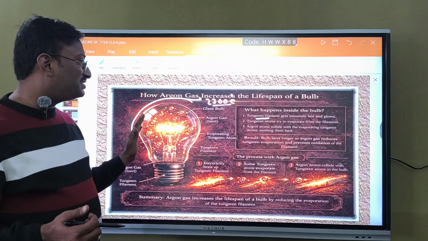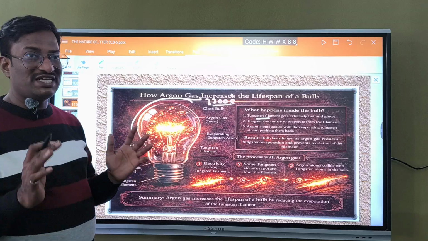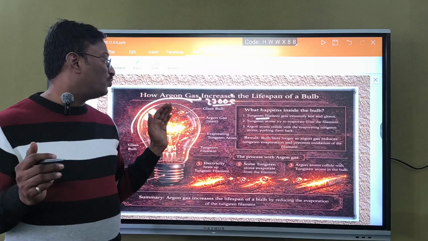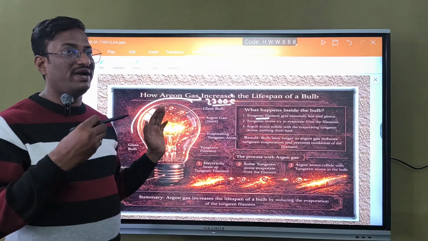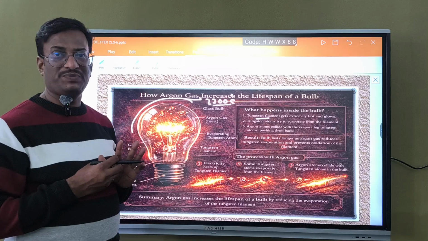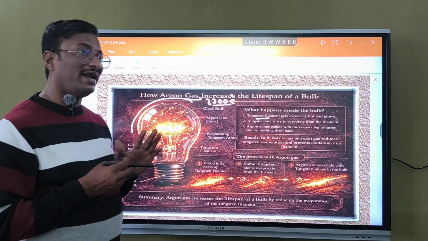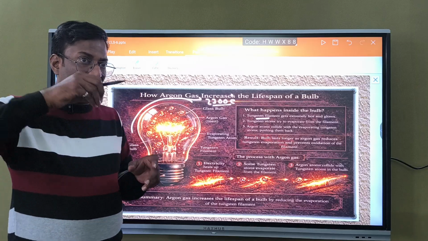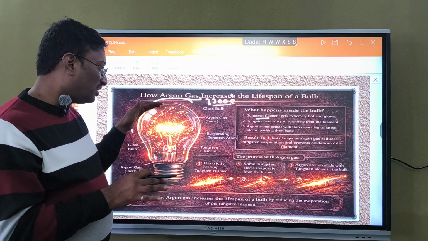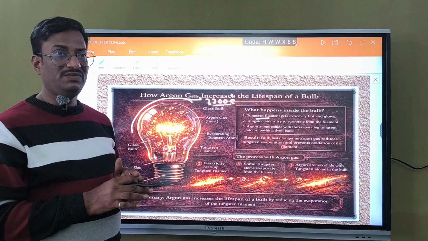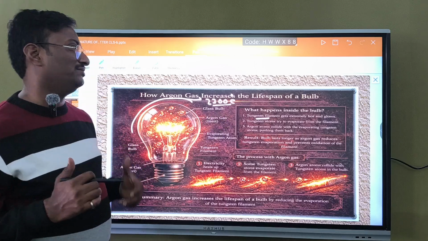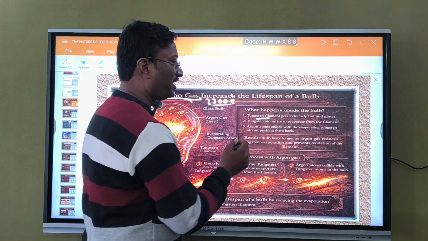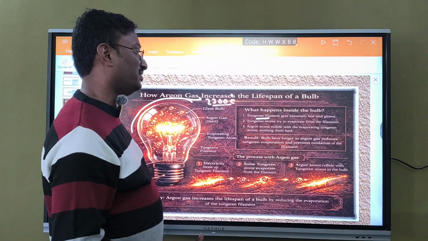If it is a quality bulb, they will use argon inside. If it is not a quality bulb, they will not provide argon gas, an inert gas, inside. What does this argon do? It will collect the tungsten filament vapors and set them back on the filament. It won't let the tungsten filament evaporate. Tungsten atoms try to evaporate from the filament, but argon atoms collide with the evaporating tungsten atoms and push them back.